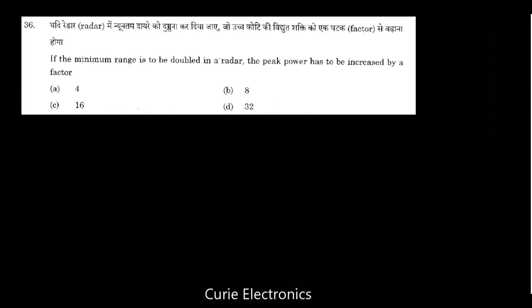Next question number 36. If the minimum range is to be doubled in a radar, the peak power has to be increased by a factor. Let's write what is the range equation of a radar. PT, this is the transmitted power, sigma AE upon 4 pi whole square.